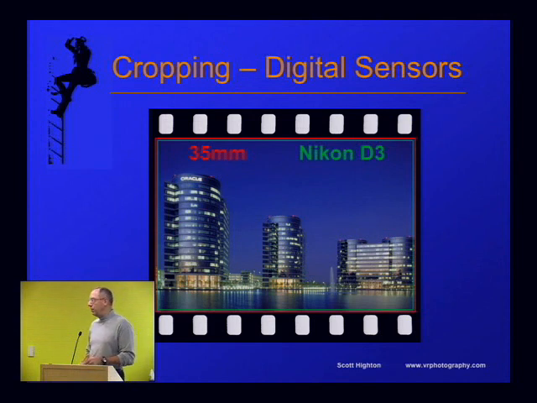In this case, this is the new Nikon D3, which was announced a month or two ago. It'll be out next month. It has a full frame or very close to full frame digital sensor. I think two of the Canon models currently have that also. And so you capture the full field of view.